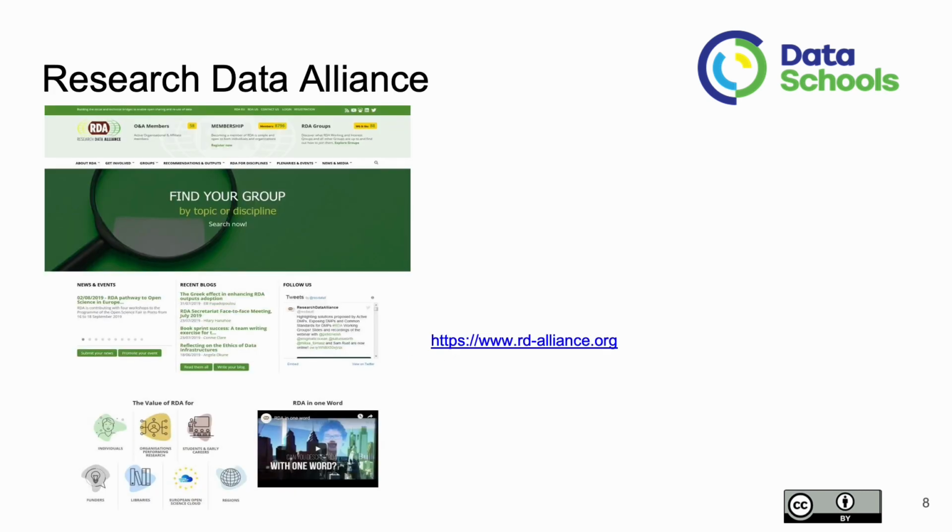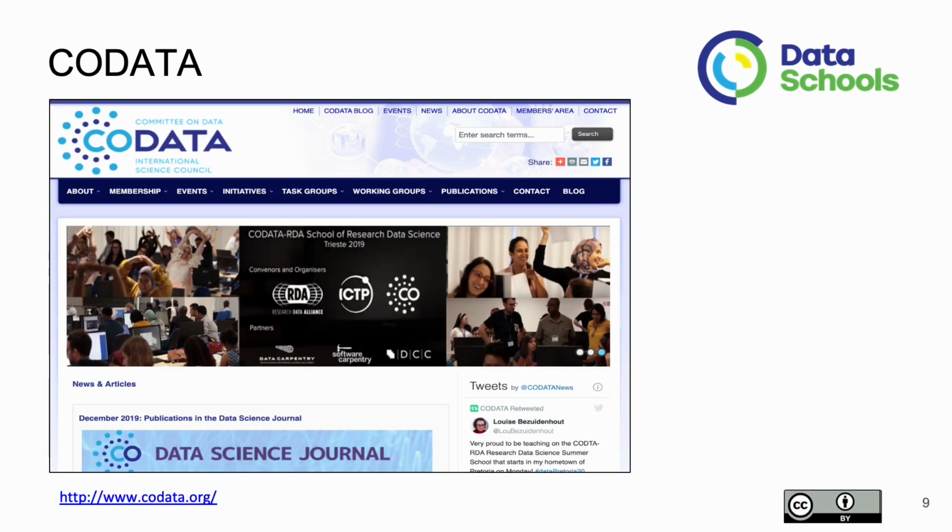The next organization is the Research Data Alliance. The Research Data Alliance has various work groups and interest groups that you can join for free. So please go and have a look at the Research Data Alliance. Then you have CoData. CoData also has a number of work groups and interest groups that are working on data. Various countries have their own national CoData committee. CoData also arranges various data schools, such as the one that you are attending, as well as conferences. And CoData also publishes the Data Science Journal.